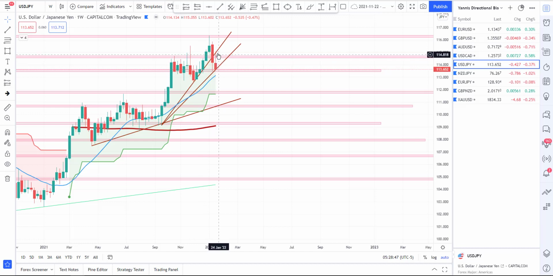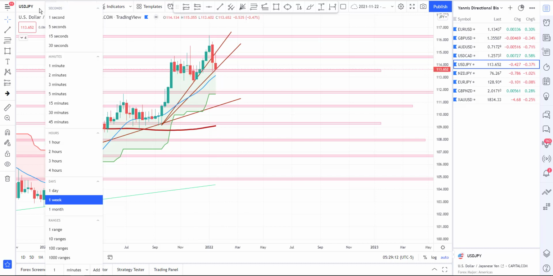Then we had an attempt from the bulls to try and push price higher, which failed last week, giving us that pin bar or topping tail, which is a clear indication that the downtrend will obviously be maintained for upcoming weeks. So that's one of the strong pairs for me to go short.